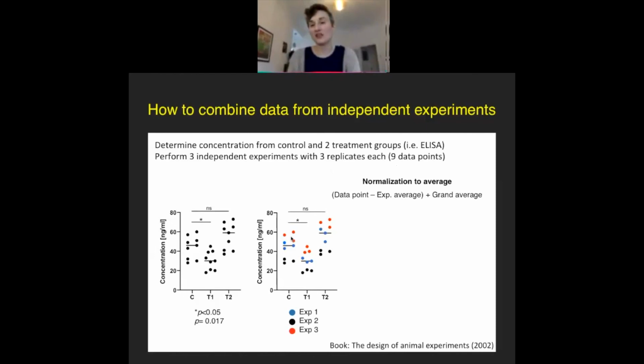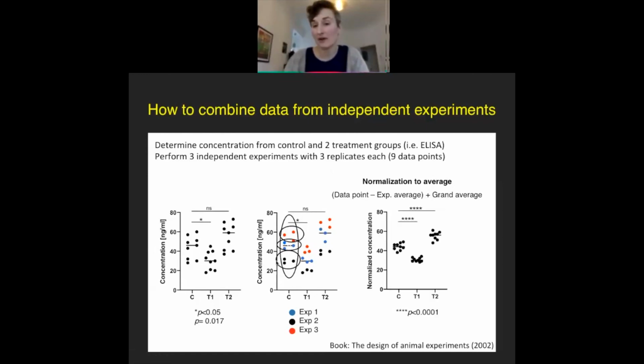It's called normalization to average. So what you can do to make this look better is you take every data point and you simply subtract the experimental average. So you would take the average of the 3 orange dots, and subtract it from each orange dot. You would do this for the blue dots and for your third experiment. And then you add back the grand average, the average of all the data points. And when you do this for every data point, you normalize to average. And then you get a graph like that. So now this makes a lot more sense.